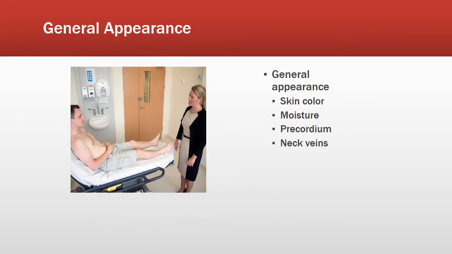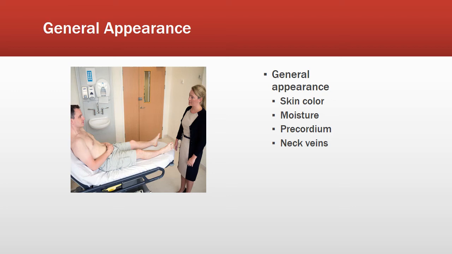The first part of your assessment is to assess the general appearance. You want to look at skin color. Is the skin color flushed? Is it a bluish tint? What color is the skin? Is it pale? Is it mottled? Also, moisture. Are they sweating? Are they diaphoretic? You want to assess that.